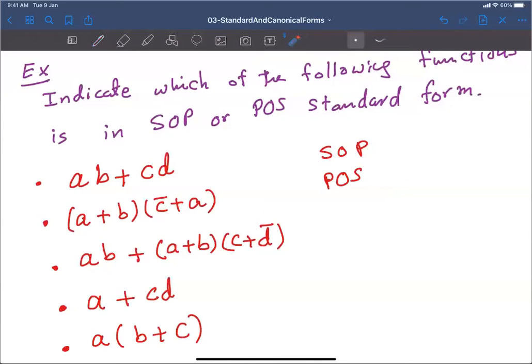What about the third one? Sum of products. Yes. Sum of products means that you have product terms here, right? This is a product term, that's correct. What about this? The whole thing is a product term, correct? But what about inside? It's a sum. A product of sums. So this is a sum, a product of sums, and the whole thing is a sum of products. So this is not in standard form.